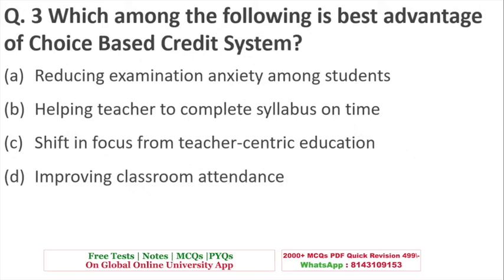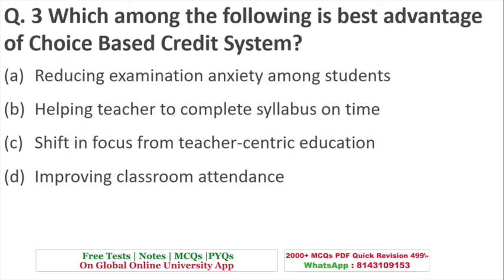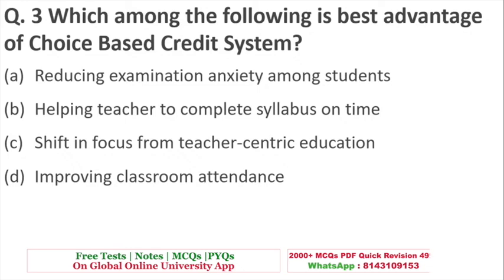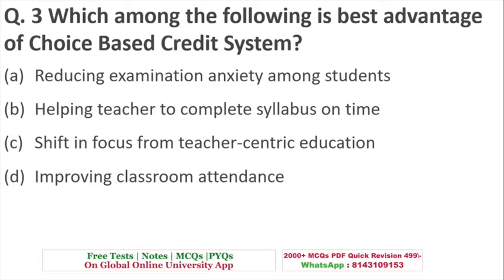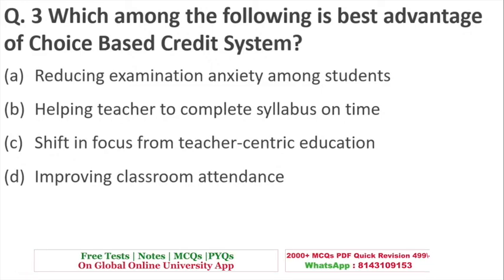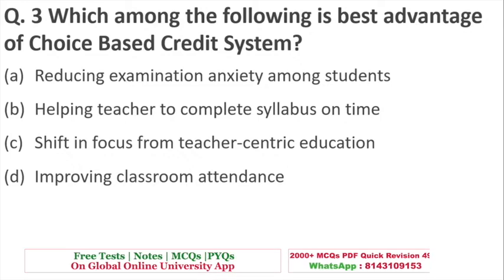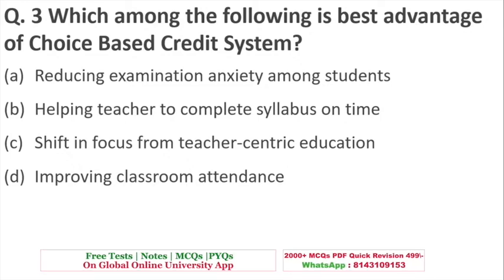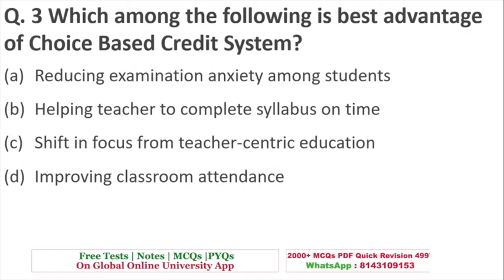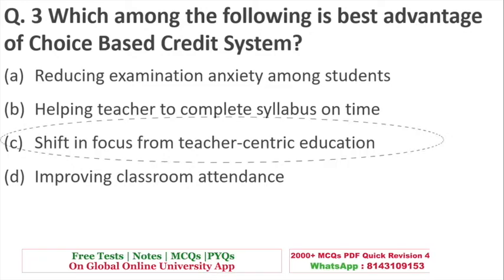Which among the following is the best advantage of choice based credit system? Reducing examination anxiety among students, helping teacher to complete syllabus on time, shift in focus from teacher centric education, or improve classroom education. Okay, the answer is option C, shift in focus from teacher centric education.